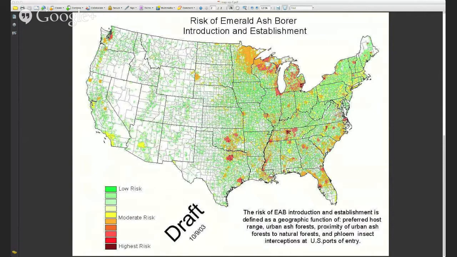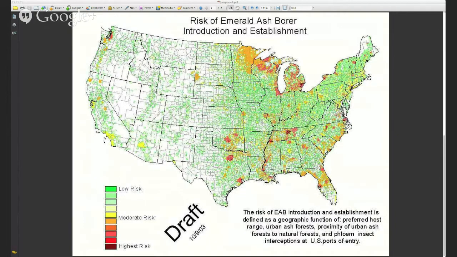And you can see that the emerald ash borer really is attracted to urban areas, so near cities. The risk of emerald ash borer becoming established is defined primarily by the presence of ash trees, because they're the hosts for this insect, and then the proximity of these ash trees to natural forests and close to ports of entry for the wood that is contaminated with emerald ash borer.